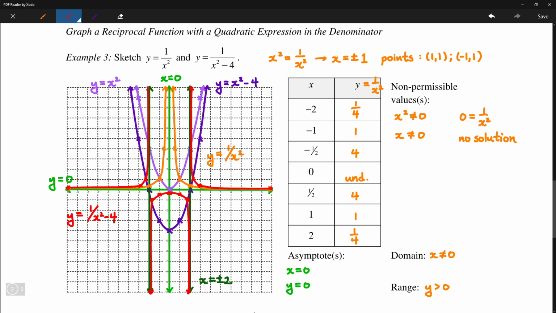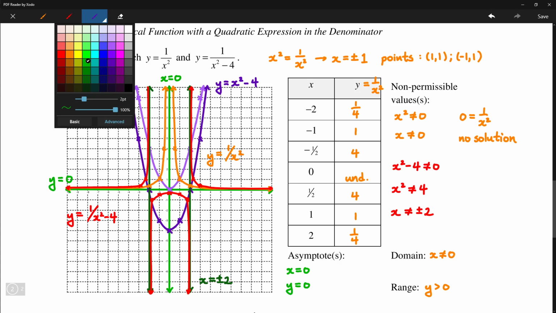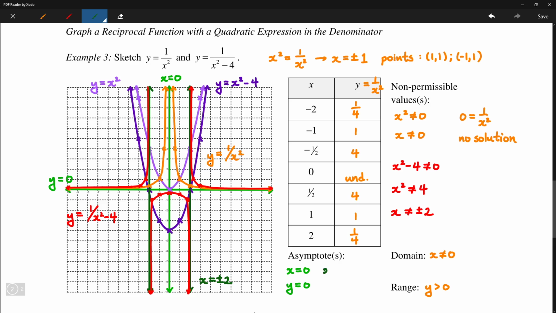Okay, so non-permissible values for the red graph now. Of course, that means x squared minus 4 cannot be equal to 0, because that's the denominator of y equals 1 over x squared minus 4, which is the red graph. That means x squared cannot be equal to 4. If we take the square root of both sides, x cannot be equal to positive or negative 2. And that produces the asymptotes that we see in dark green there. Let's make sure to write that down. Oh, this is the darker green. x equals plus or minus 2.